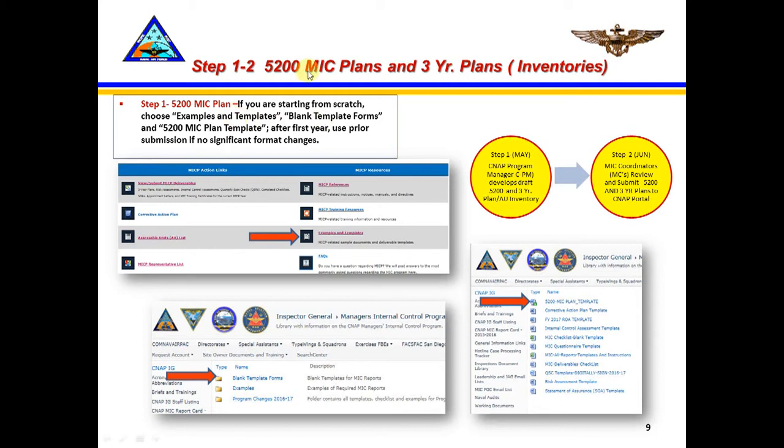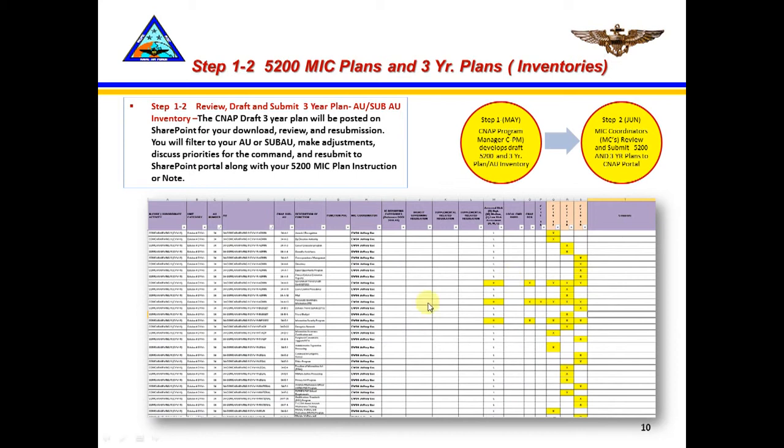To get there, if you don't have this information, from the SharePoint MIC site, you go to examples and templates, then blank templates and forms, and then the 5200 plan template. The 3-year plan will be either emailed to you or can be found in this same area. This is an example of the 3-year plan.